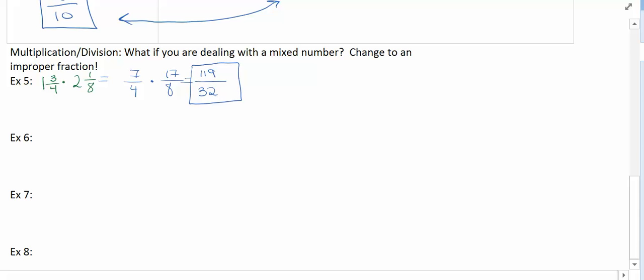Example 6 that you have on your paper is 2 and 3/4 divided by 4. We work through this. I'm going to go ahead and first change it to improper fractions. 2 times 4 is 8, plus 3 is 11 over 4. And I'm going to change 4 to be 4/1, so it's also a fraction.